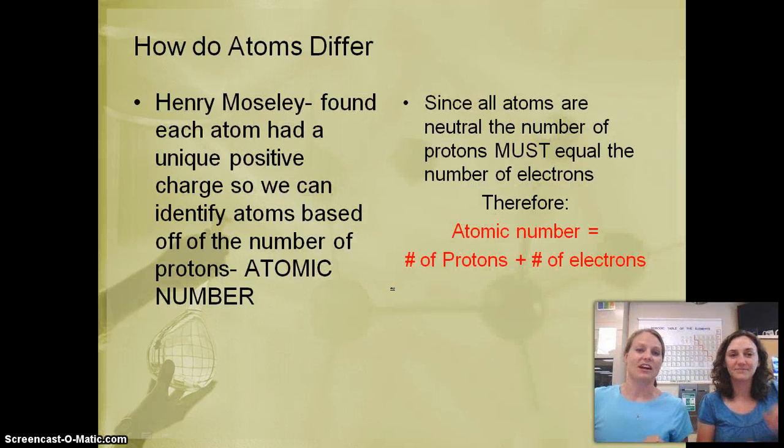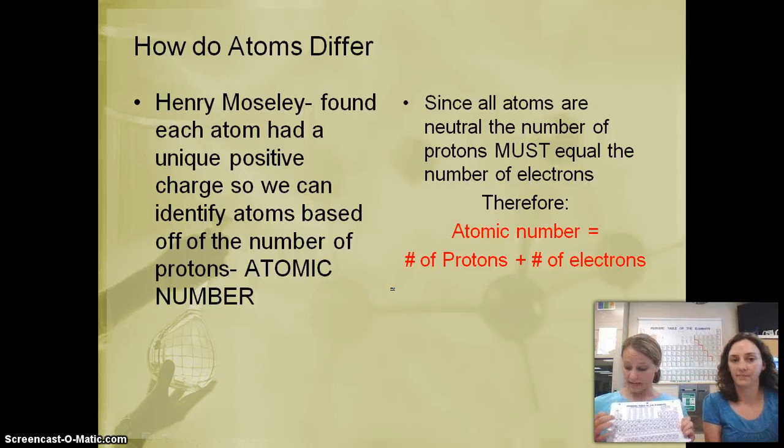How do atoms actually differ from each other? We've got this periodic table, which you've used in the past, and you've got a bunch of atoms listed on here. How do we know which atom is which? What's on here? How do we use it? Well, Henry Moseley found that each atom had a unique positive charge, so we can identify atoms based off of that number, which we call the atomic number.